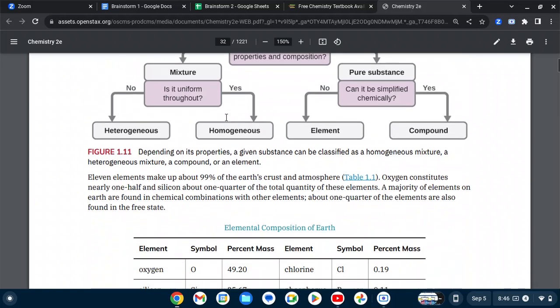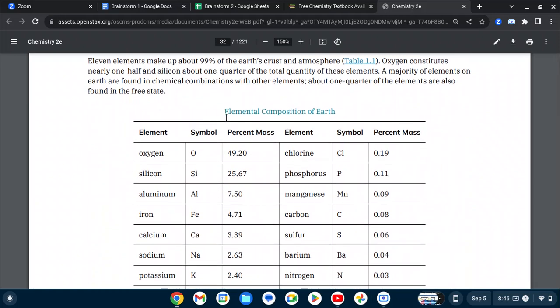Eleven elements make up about 99% of Earth's crust and atmosphere. Oxygen constitutes nearly 1/2, and silicon about 1/4, of the total quantity of these elements. A majority of elements on Earth are found in chemical combinations with other elements. About 1/4 of the elements are also found in the free state.